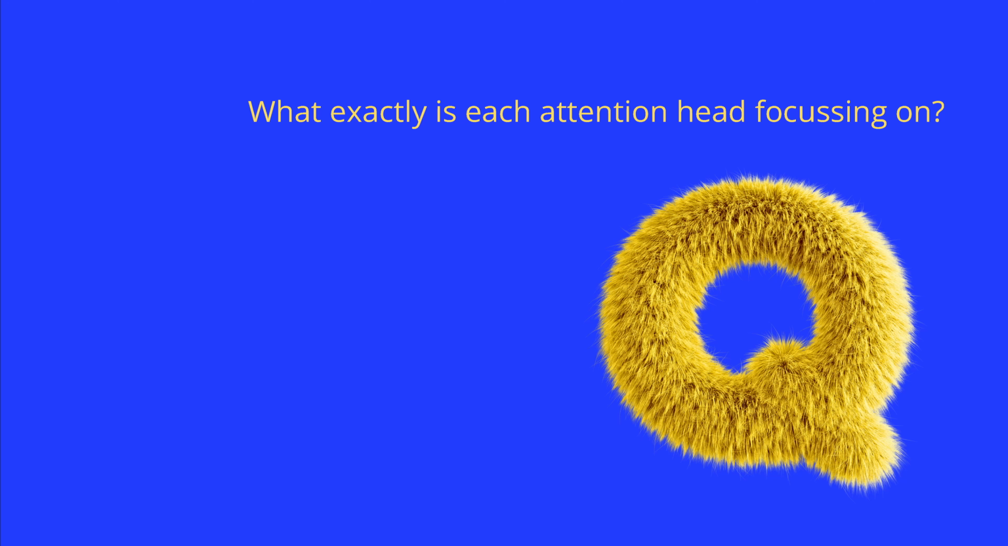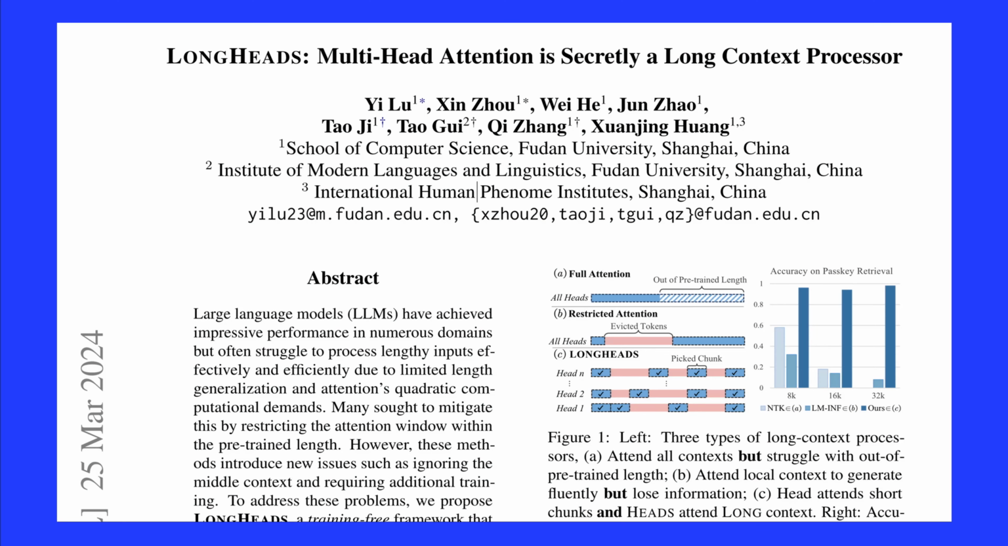So the question is, in our transformer architecture, what exactly is each attention head focusing on? Is there a difference between them? How can we strengthen them? How can we weaken them? Can we add a new attention head online?